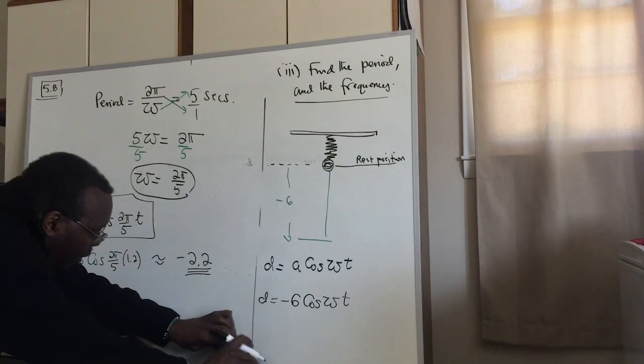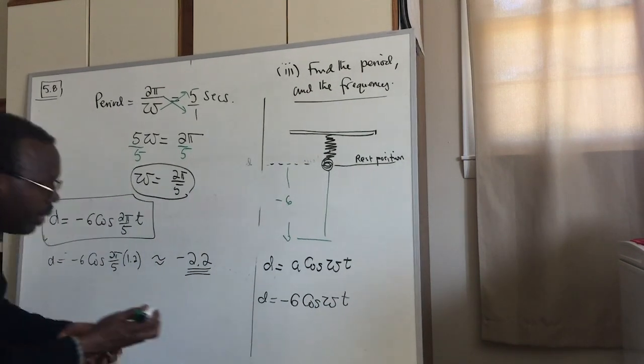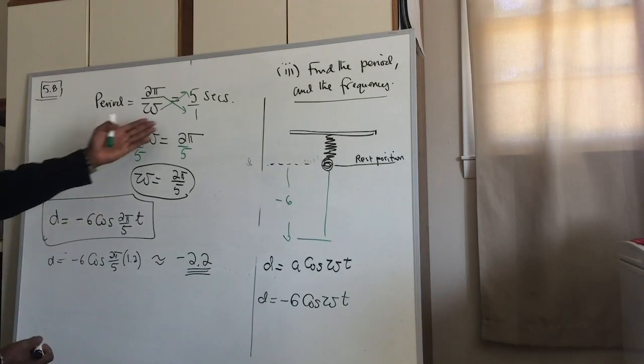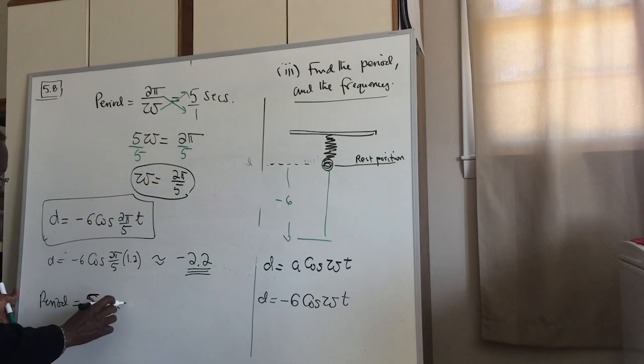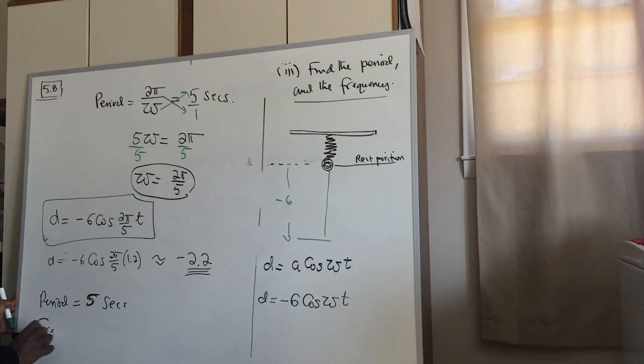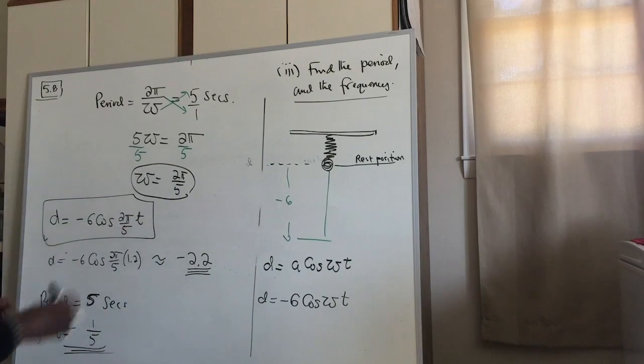We are also asked to find the frequency. We have the period, 5 seconds. That means the frequency is 1/5.